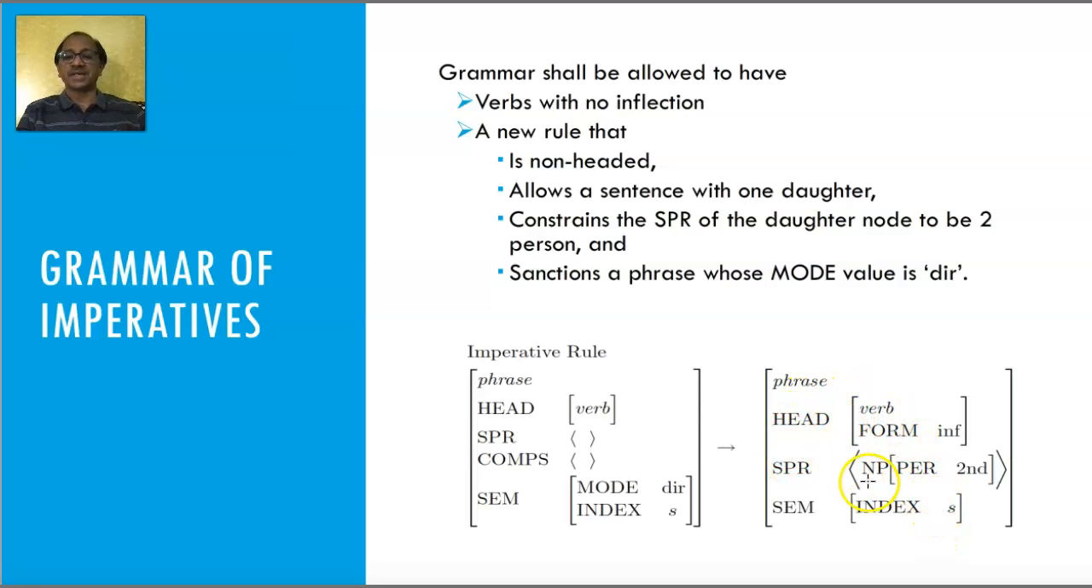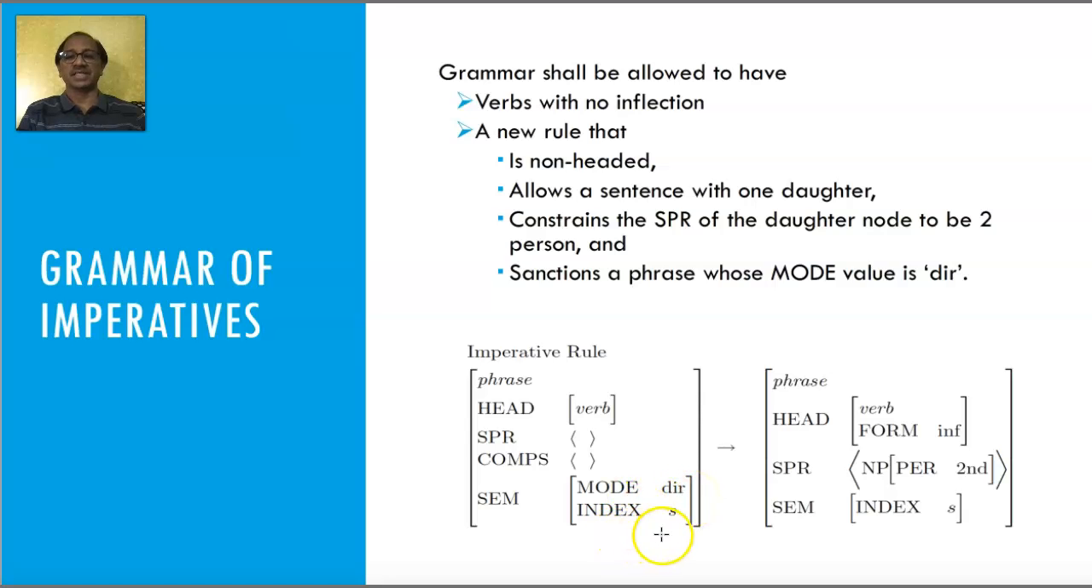Then this is a verb phrase, and this verb phrase projects now here. What does it project? It projects a phrase with a head value verb, right? Then we cannot say the head feature principle works here because this phrase is not head daughter. We said the rule is non-headed, so this is not head daughter, it's a non-head daughter. So the head value has to be verb, and then specifier is null, complements null, then semantics is mode value directive, index is S.